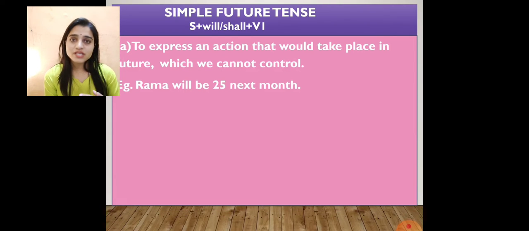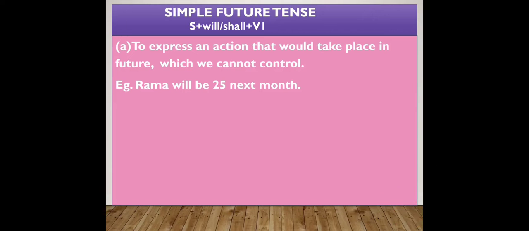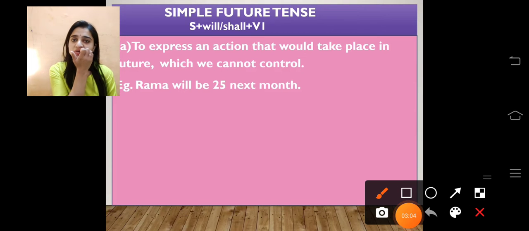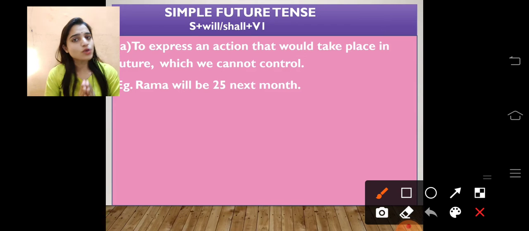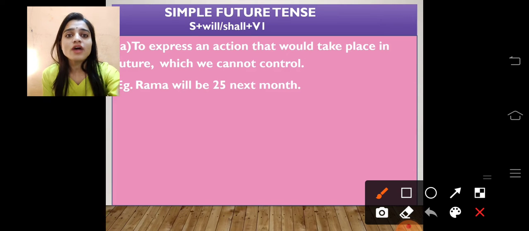So this is going to happen in a period in the future. An action that is going to happen in a period in the future, in those actions we use the simple future tense. And as I told you ample times, grammar is all about observation. You have to observe the sentence and bifurcate the sentence according to the parts of speech. Say for Rama, what is Rama? Rama is the subject of the sentence.